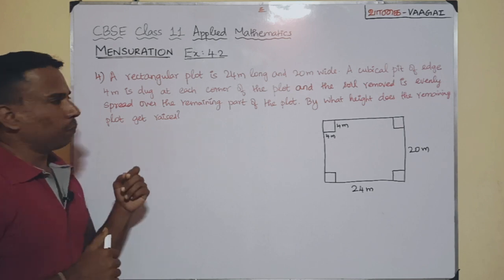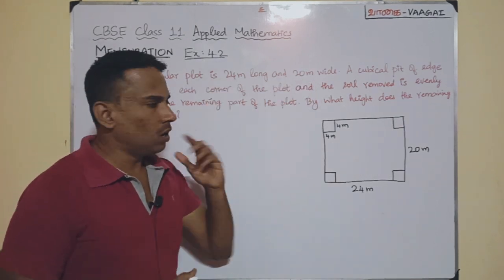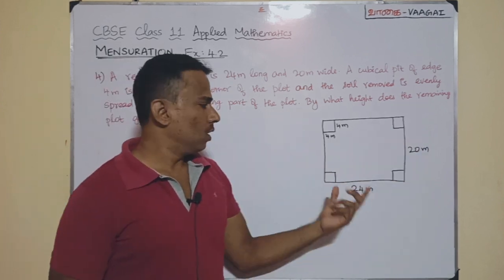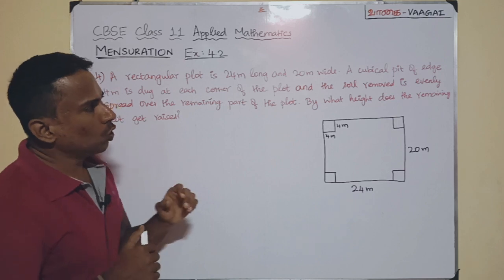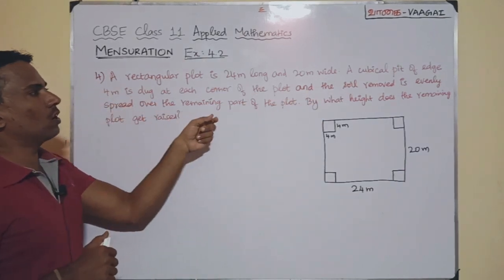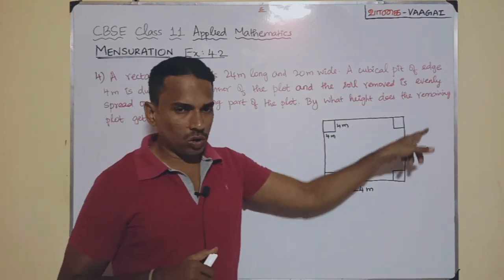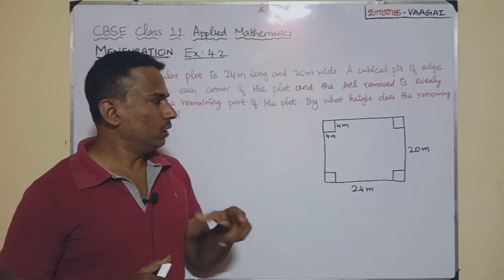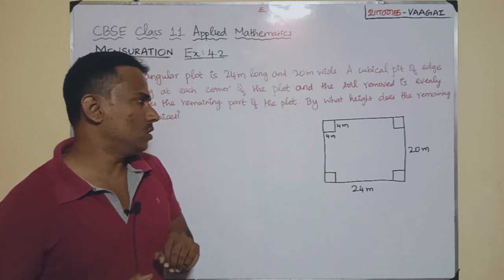A rectangular plot is 24 meter long and 20 meter wide. Now see here, this is going to be the plot. Length is 24 meter, breadth is 20 meters. A cubical pit of edge 4 meter is dug at each corner of the plot. So in each of these 4 corners of this rectangular plot, what they are doing actually is they are going to dig a pit. Okay, yes.